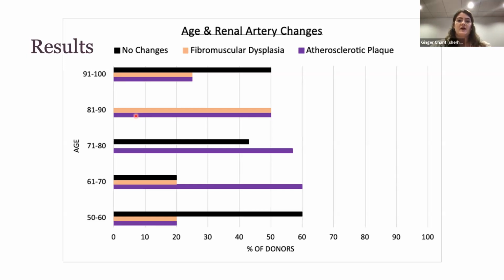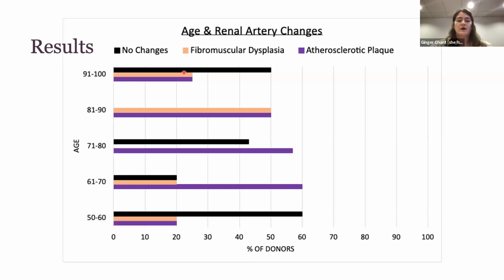That was a really interesting finding because the data that has been published on fibromuscular dysplasia shows you usually don't see it in individuals older than 50. So it was interesting that we saw it, period, in our donor population, since the majority of them were over 50, and that we even saw it in individuals older than 80, as we even had 25% that were older than 90 that had fibromuscular dysplasia.